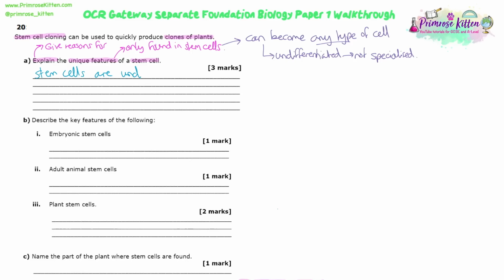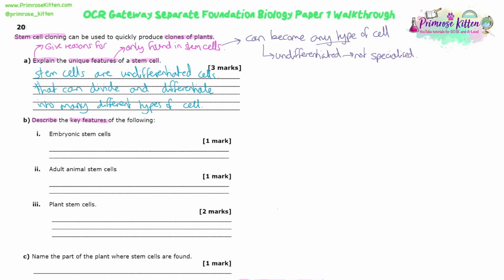They can divide, so they can replicate themselves as stem cells, and then they can differentiate into many different types of cell. It's the idea that they are undifferentiated, so they aren't specialised, but we need the word undifferentiated to get the marks. They can then go on and become different types of tissues. So there's our detailed answer for what is a stem cell. This would be the same answer if they said what are stem cells. That's the same question, really.